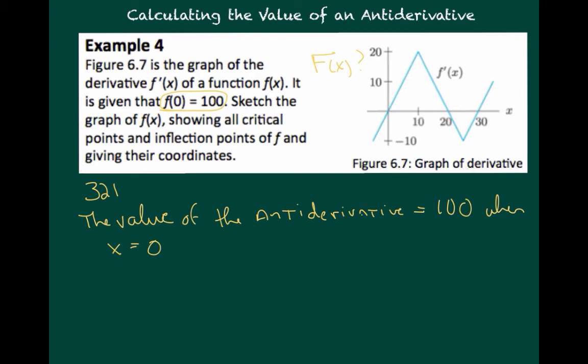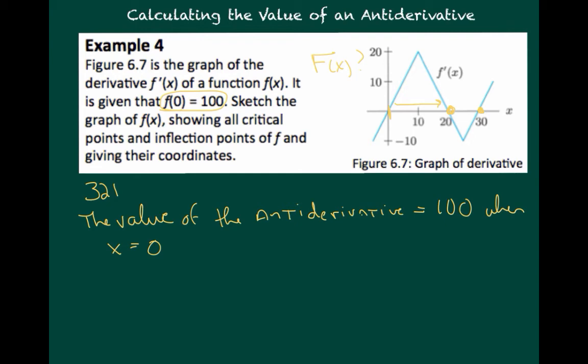So can we sketch the graph of the antiderivative showing all critical points and inflection points and giving their coordinates? Well, let's give it a shot. Let's think about what's going to happen to the antiderivative of this function. We can see that after x equals 0, the function increases from 0 all the way to 20, because the derivative is positive, we know the function is increasing. Then at x equals 20, the function hits a maximum and begins to decrease. It decreases until x equals 30, and then it hits a minimum and begins increasing again.